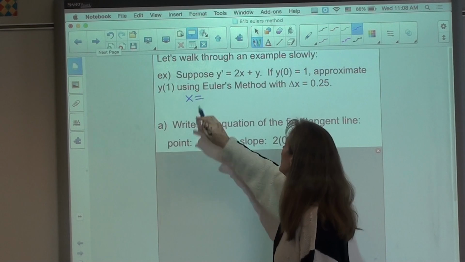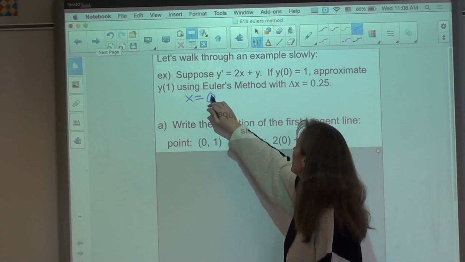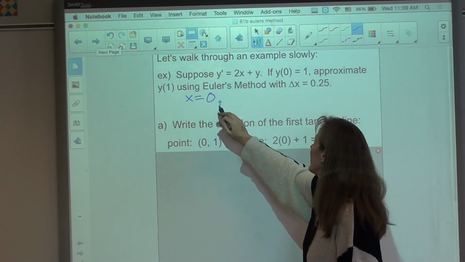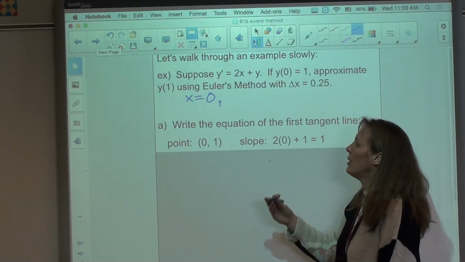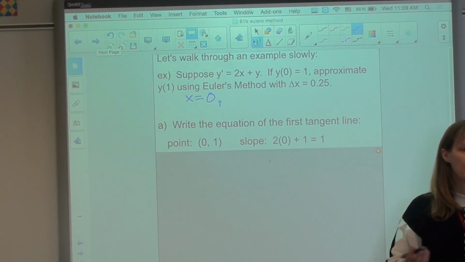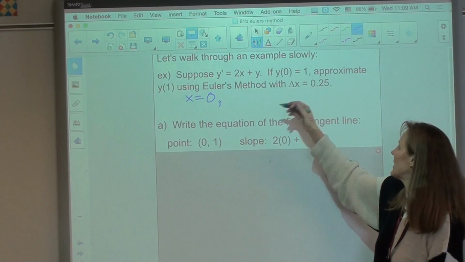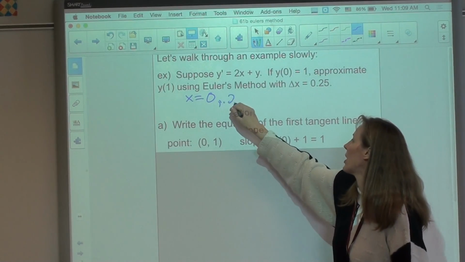So the first x we'd plug in would be 0, which is actually given, right? We already know the y value, it's 1. What would be the next x value that we would plug in? 0.25, because that's our delta x. It's kind of what we're walking by.